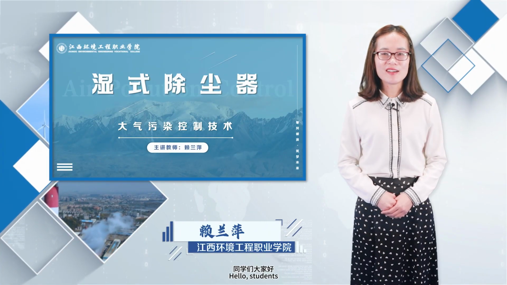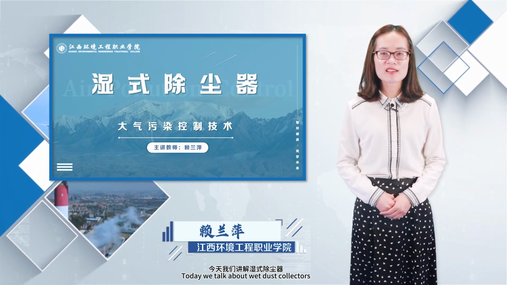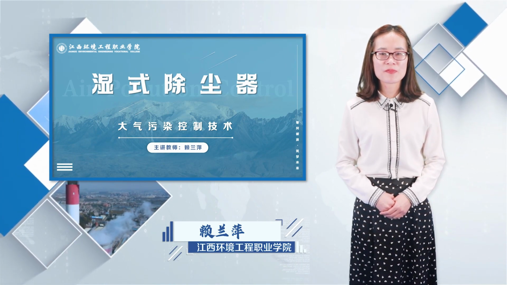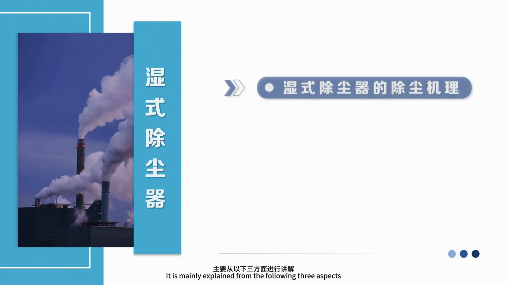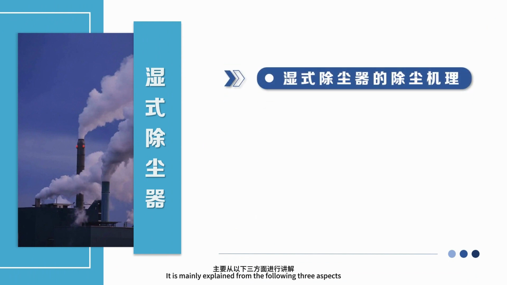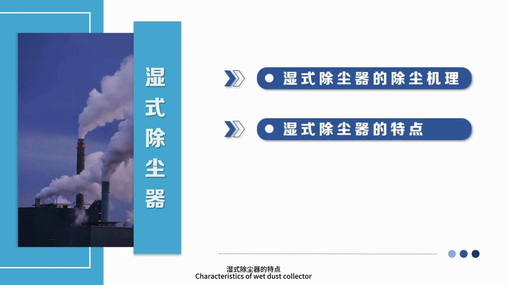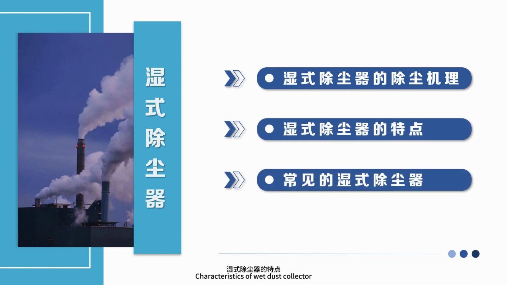Hello, students. Today we talk about wet dust collectors. It is mainly explained from the following three aspects: dust removal mechanism of wet dust collector, characteristics of wet dust collector, and common wet dust collectors.